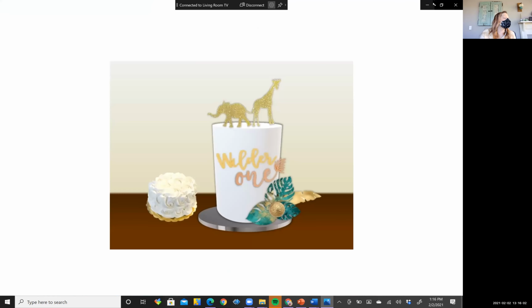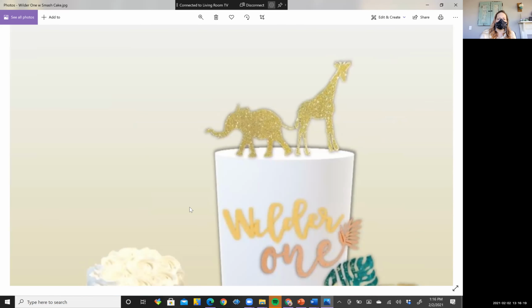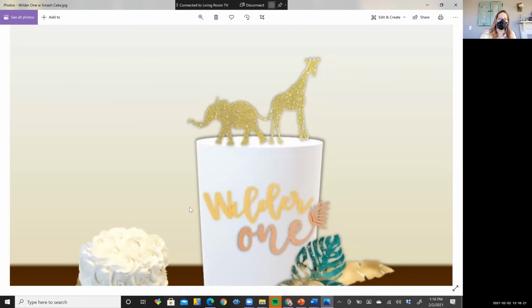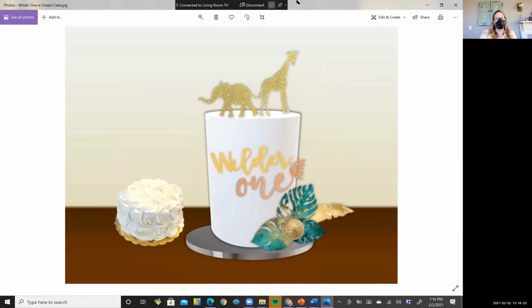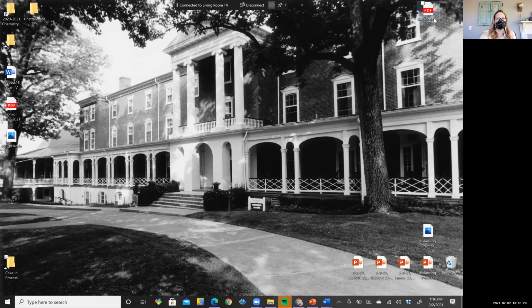I'm doing one next weekend. They didn't give me colors. They didn't give me anything. All they said is wild one. We like the wild one idea. Well, their last name is Wilder. I said, so it should be Wilder one because that's more fun. But I decided what colors and what design. It's a smash cake, because the baby will smash that thing. So you just start looking and see what you find. Come up with some stuff and it'll be cool.